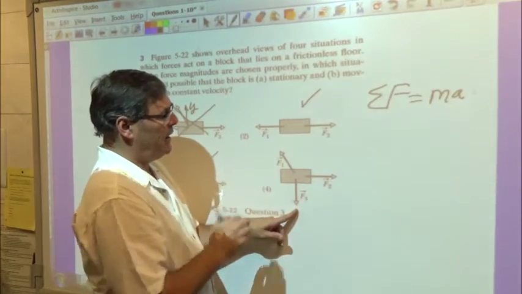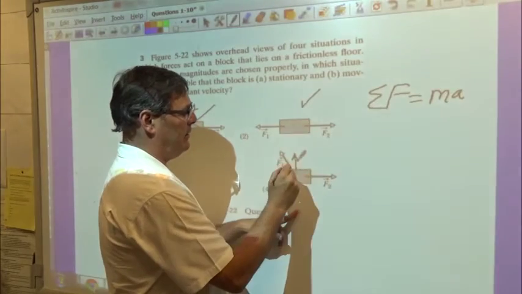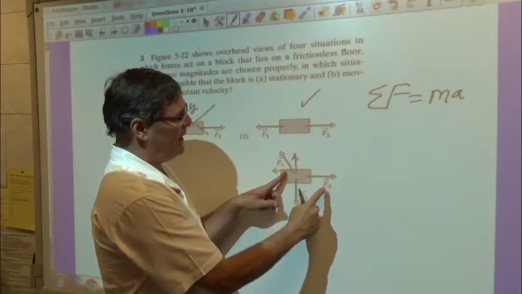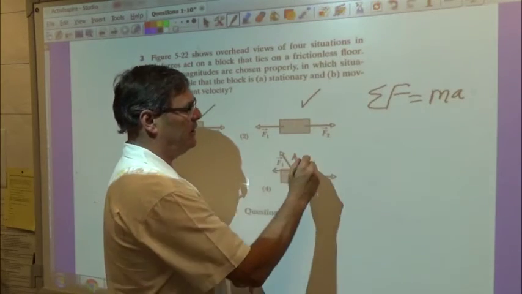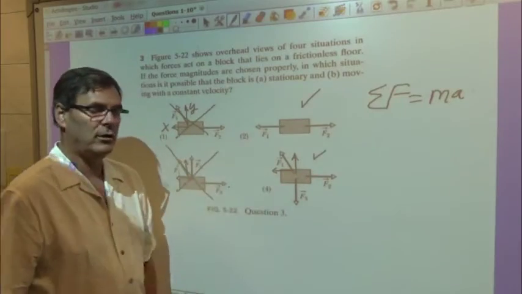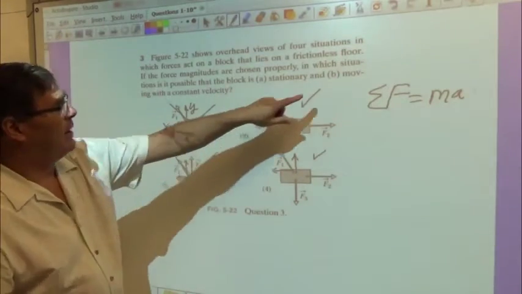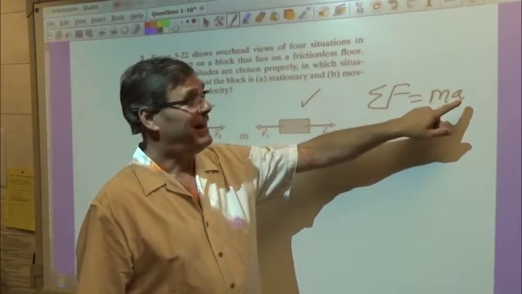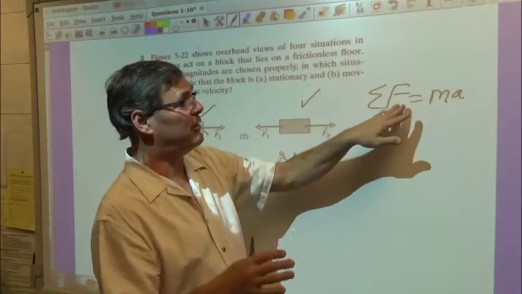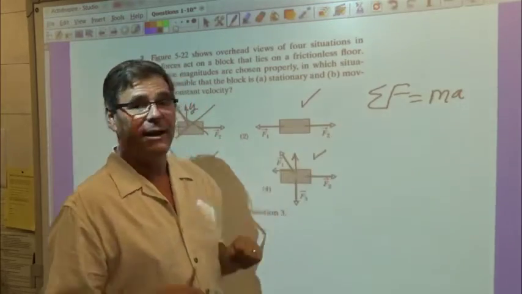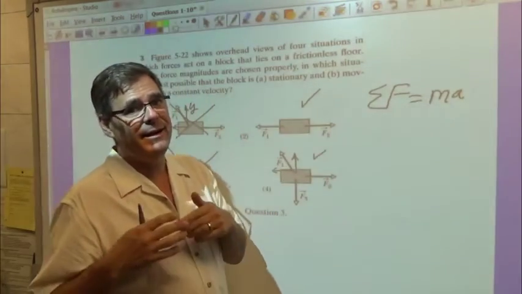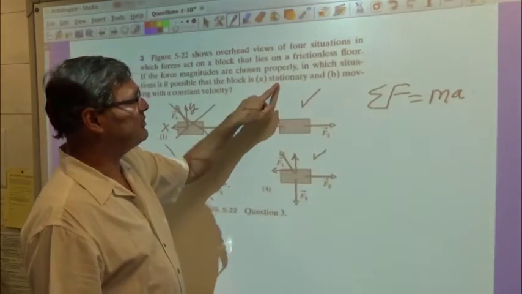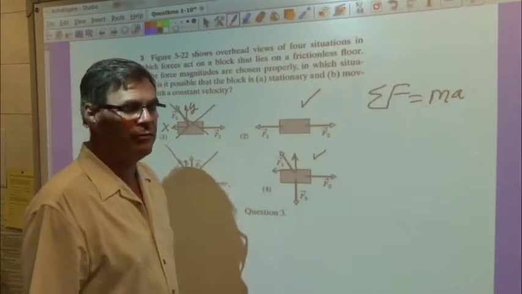Okay? Here, F1 has a y component and an x component. The x component could cancel out with F2, and the y component could cancel out with F3. So yes, that situation could be stationary. Moving with constant velocity means the same thing as being stationary in terms of Newton's second law. If it's moving, it'll keep moving. If it's stationary, it'll remain stationary when acceleration is 0. So the answers to part A are the same as the answers to part B.